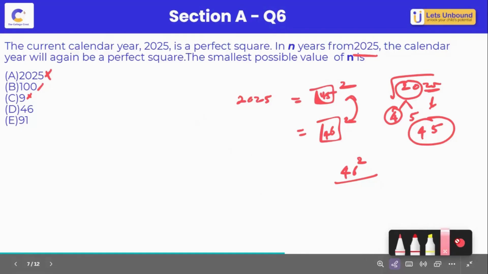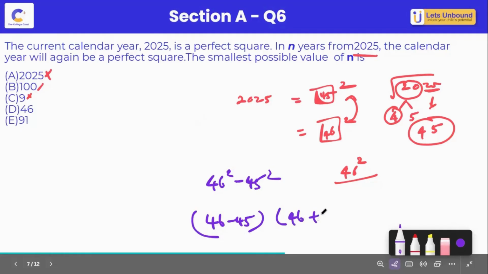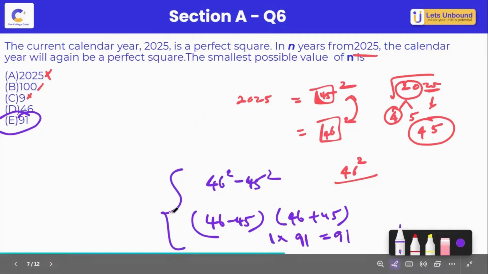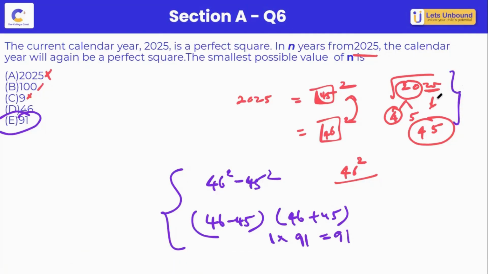We can apply an algebraic identity instead of doing the normal math, right? So 46 squared minus 45 squared. First I will subtract 46 minus 45, and then 46 plus 45. This is going to be 1 into 46 plus 45, it's 91. So 91 is the difference. We need the difference, so don't do 46 into 46, find that and subtract. No. You can apply this. So I applied an algebraic strategy here, which is super simple. And this kind of strategy, square rooting in a simpler way, you can do, right? So n is 91, after 91 years it's going to be a perfect square year, right?